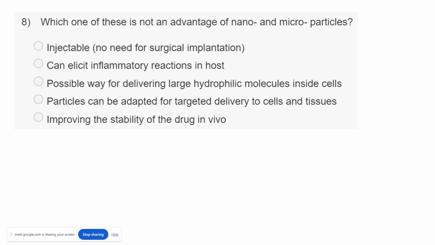Option 2 would be the correct answer here. It can elicit inflammatory reactions in the host. Other than that, all of the options are advantages. This is the only disadvantage because they are still made up of some polymers, and these polymers, whether synthetic or natural, can elicit some kind of inflammatory reaction in the host.